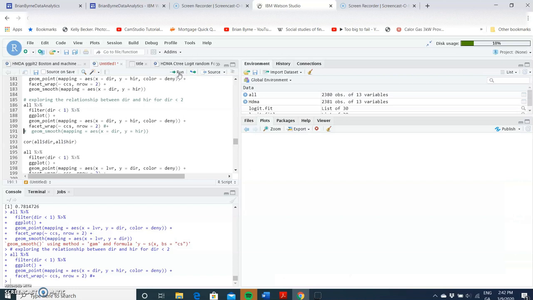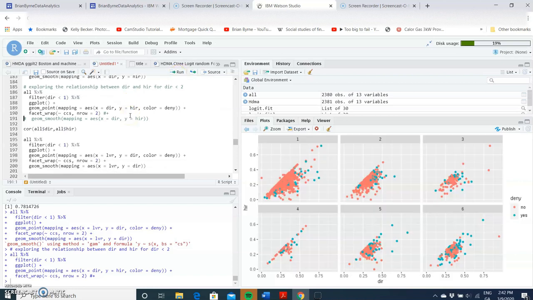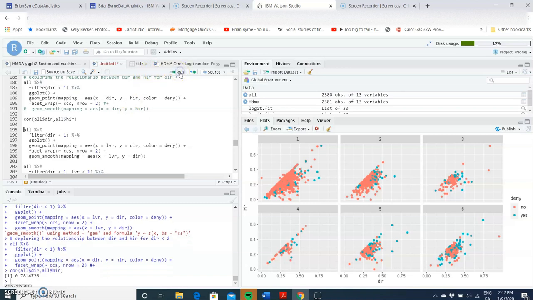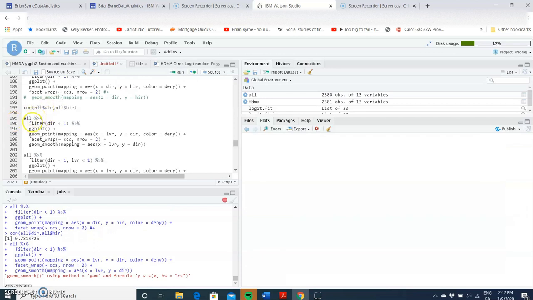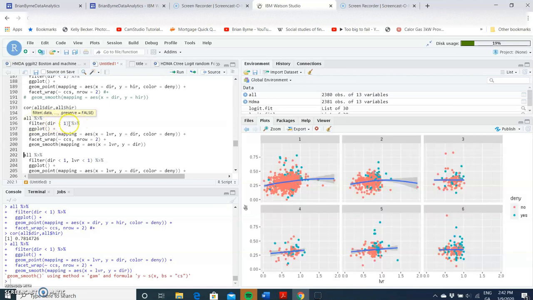How did we generate this graph? We used the old dataset. We filtered out the debt to income ratio that was in excess of 1, and then we applied the ggplot syntax and created a scatter graph where on the x-axis we had loan to value ratio and on the y-axis we had debt to income, and then we color coded to reflect no, meaning mortgage was approved, and yes, meaning mortgage was denied.